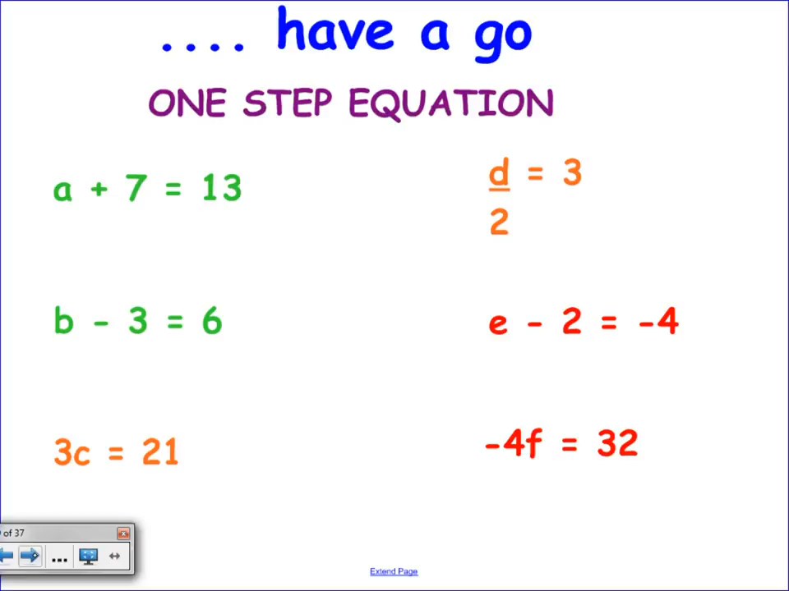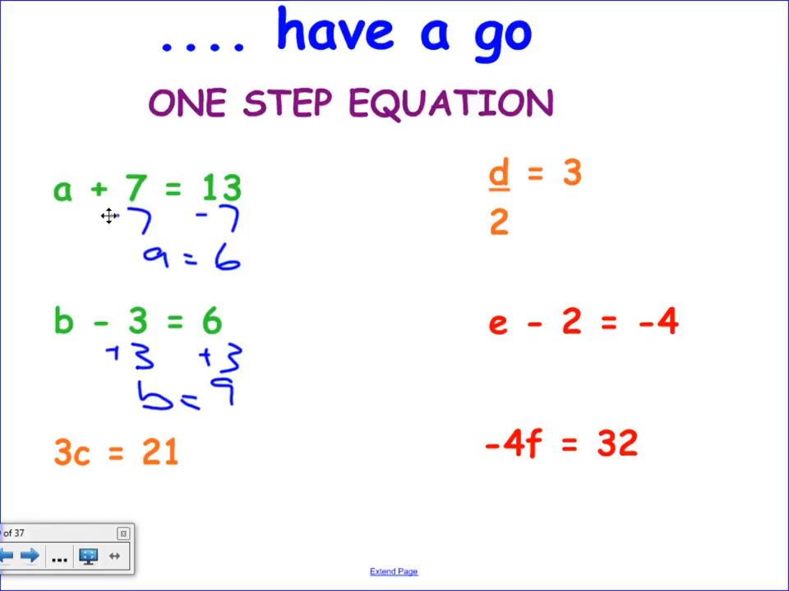So I've got a plus 7 equals 13. My process method is take 7 from both sides, because it then leaves a on this side and 6 on that side, and when I add 6 to 7 I get 13. Woo! Okay, I've got b minus 3 equals 6. So I need to add 3 on both sides. So I leave b on that side and 9 on that side. 9 minus 3, 6.